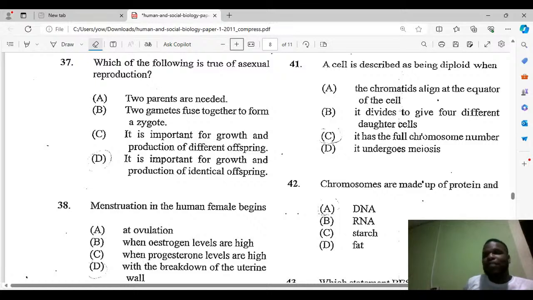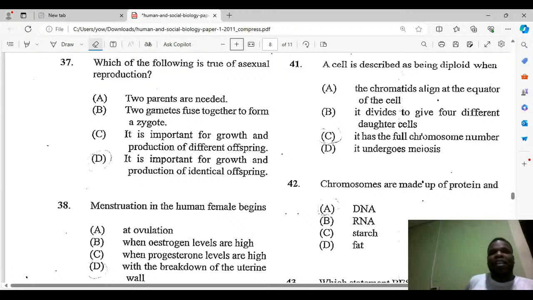There's no different offspring. Everything is identical. Only sexual reproduction produces different offspring because 23 is passed down from the mother and 23 is passed down from the father to make it 46. So therefore, there's variation. Where you say all human beings don't look alike, there's difference. All dogs don't look alike. There are differences.